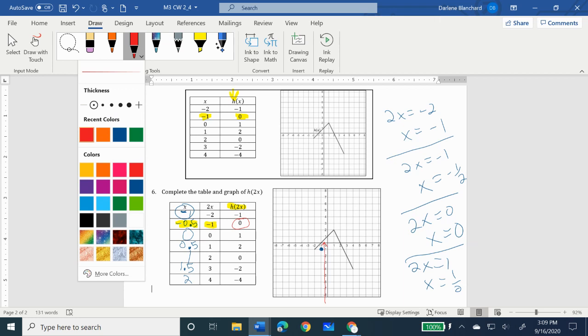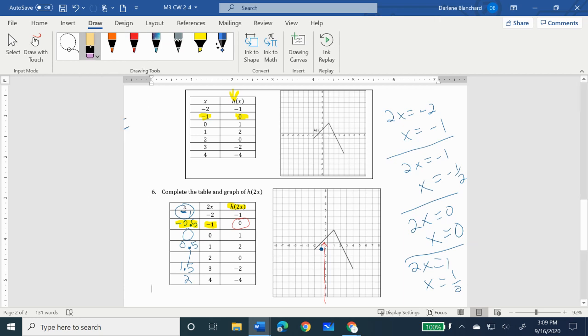Now this gives me a point at x equals 1/2, or I'm sorry, at x equals -1/2. And I'm going to plot that point. -0.5 for the input, 0 for the output. x is -0.5, 0 is the y, right there on the x-axis.